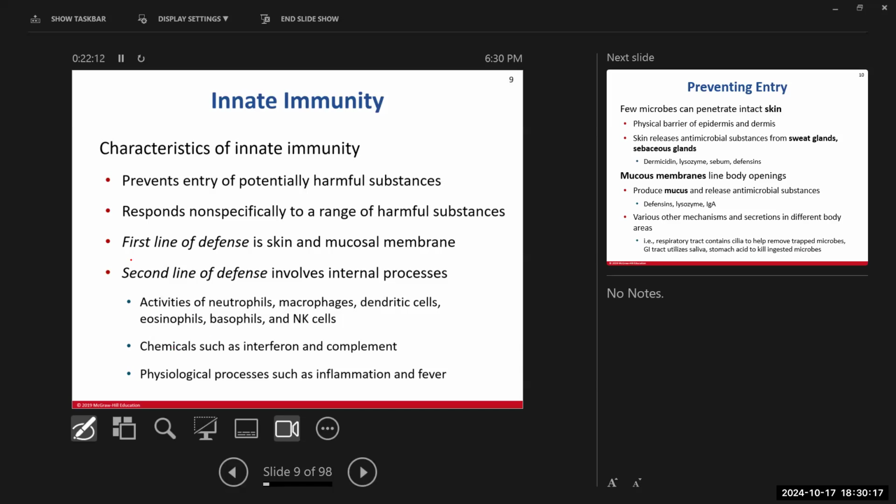So let's go into a little bit more detail here, talking about innate immunity. Let's look at some of the characteristics. Like I said before, it prevents entry of potentially harmful substances.